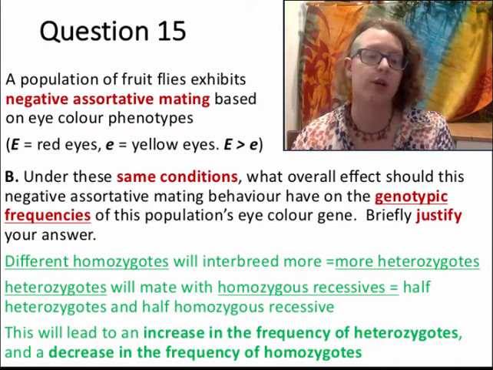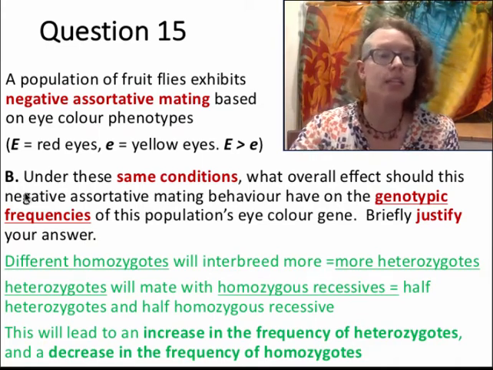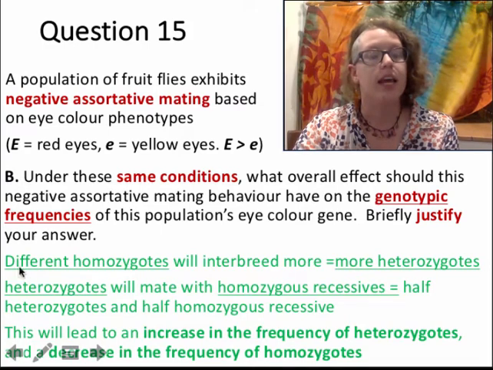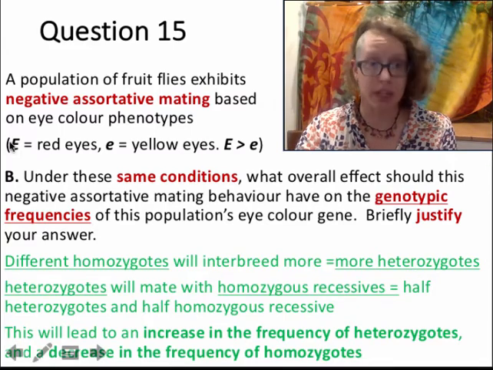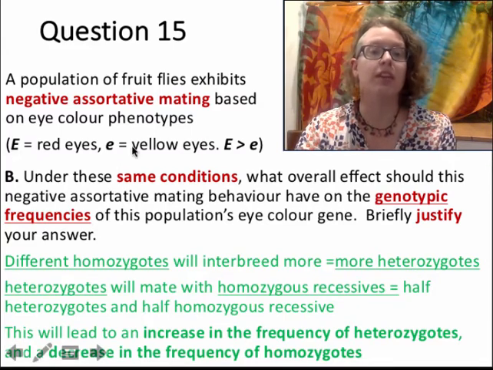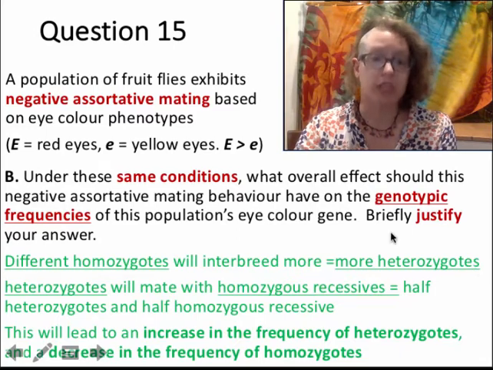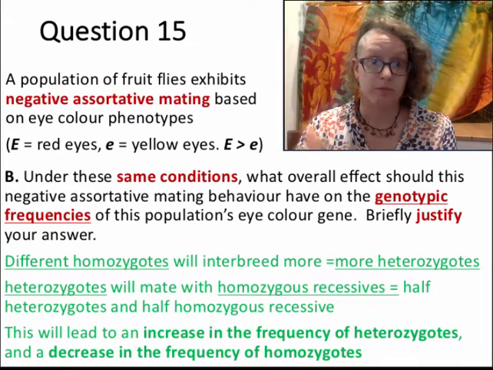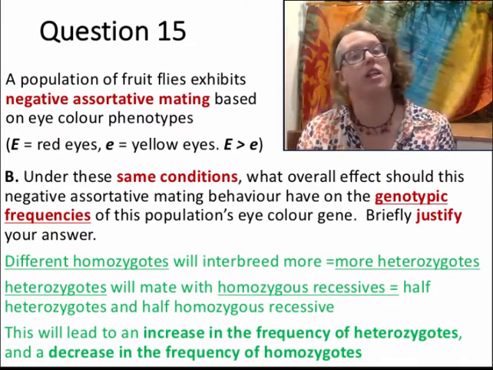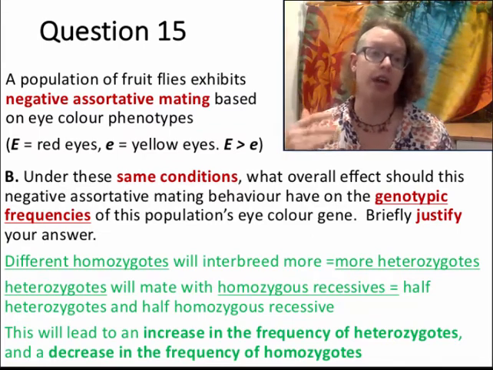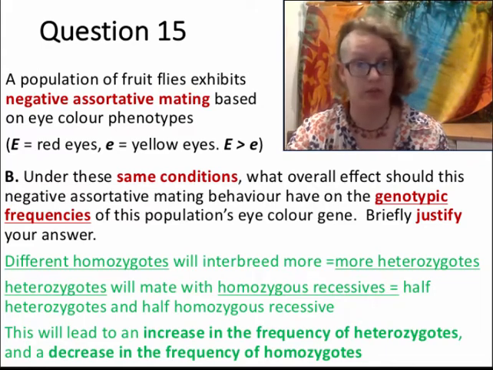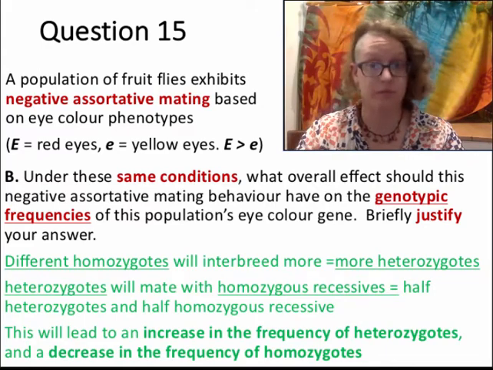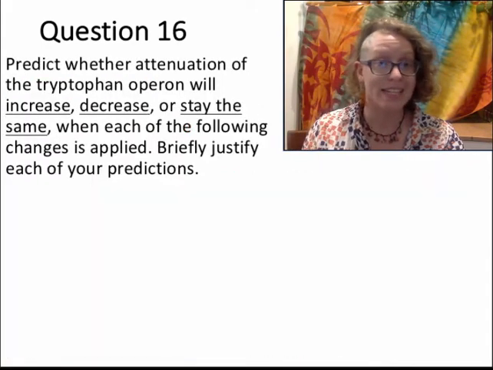and a decrease in the frequency of homozygotes. And this is the most important part, that different homozygotes will interbreed, which will result in more heterozygotes, because E will preferentially mate with e, resulting in those heterozygotes. So that's why there's going to be an increase in those heterozygote frequencies and a decrease in the homozygous frequencies of both alleles. Okay, 16.